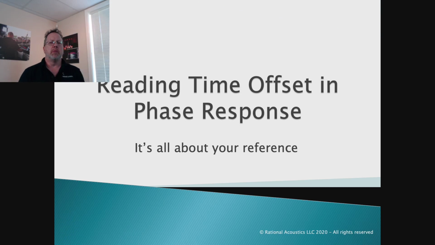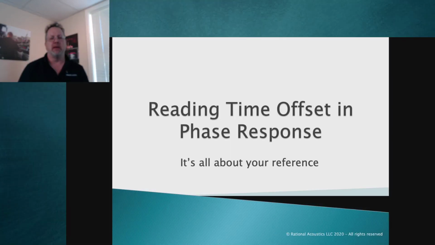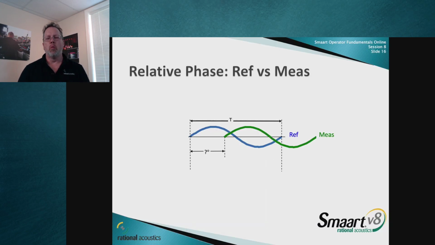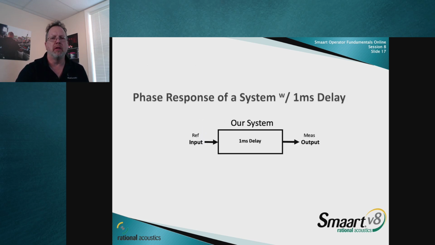Okay, so reading the time offset and the phase response is all about our time reference, right? What we're reading here is we're comparing the reference signal to the measurement signal, and we're saying, okay, how far apart are they in phase? That's the number we're going to be coming up with. Now, let's say I'm measuring a system, and that system has 1 millisecond of delay going through it.